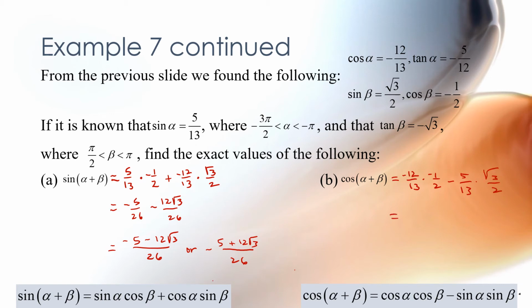So I'm going to do that multiplication. Negative times a negative is going to give me a positive 12 over 26, minus 5 times the square root of 3, also over 26, which is nice. I'm going to go ahead and combine these together over that common denominator of 26. So I'm halfway done, got part A and part B done. Let's move to the next slide and we will tackle part C and D.